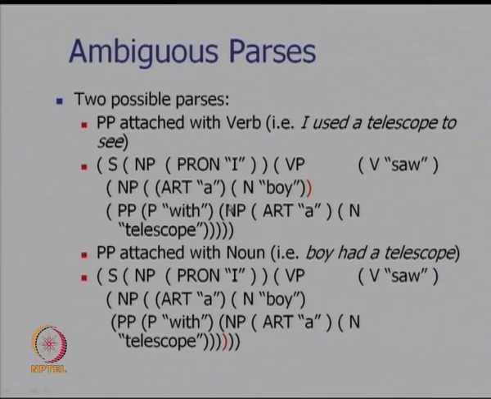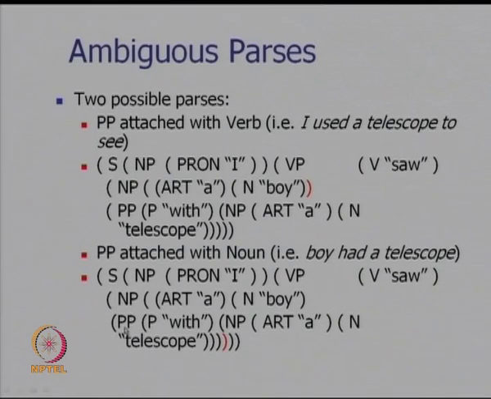Now, we ask this question, where is with a telescope? With a telescope is a preposition phrase, no doubt, but what does it attach to? We see that this preposition phrase is in the scope of the verb phrase, and therefore, this attaches to the verb, and I have the telescope.